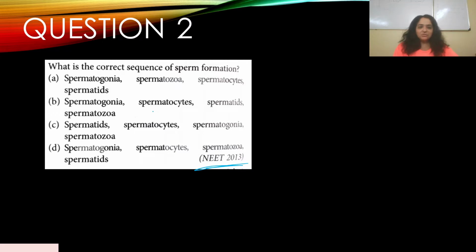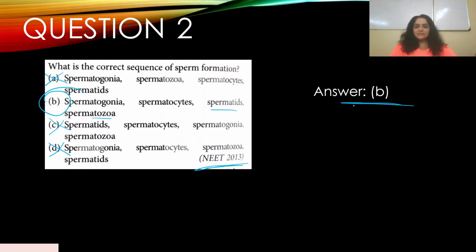A, spermatogonia. Yes, we start with spermatogonia. Then we have spermatozoa, spermatocytes, spermatids. B, spermatogonia, spermatocytes, spermatids, spermatozoa. Spermatids, no, it definitely doesn't start there. Spermatogonia, spermatocytes, spermatozoa, no, that's incorrect. If you go to the first one, no, that's incorrect. So it is B: spermatogonia, spermatocytes, spermatids, and then finally spermatozoa. So the answer is B.